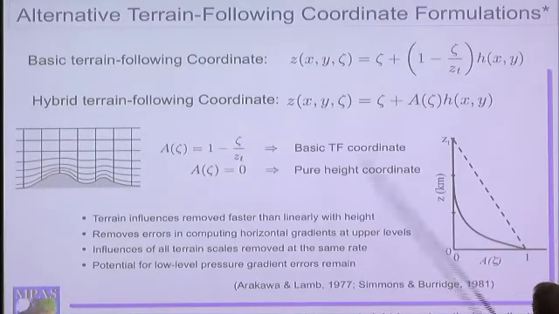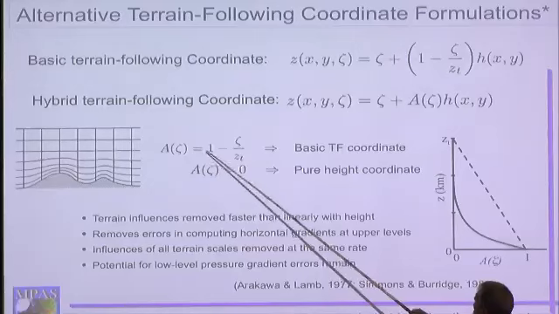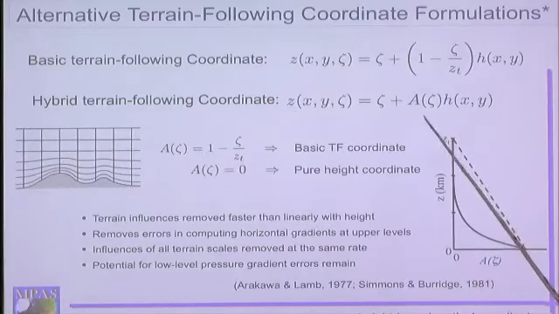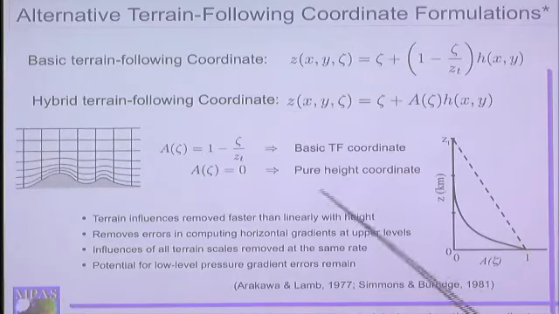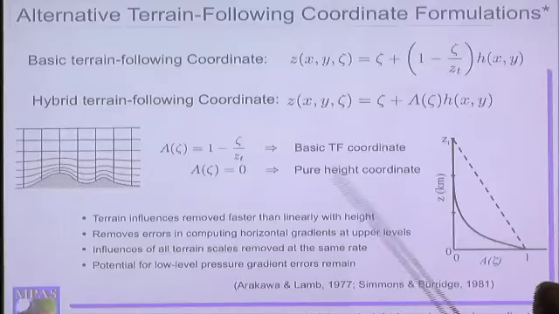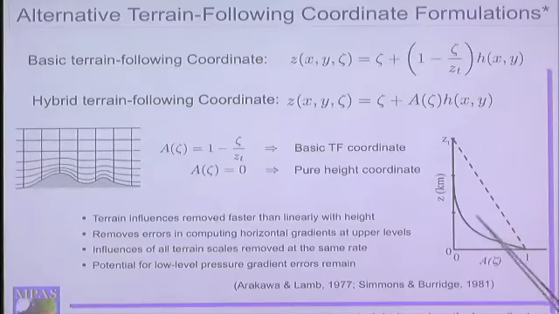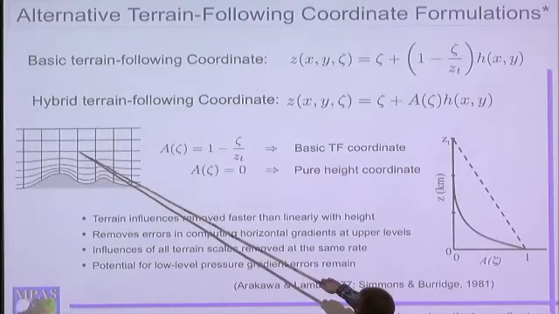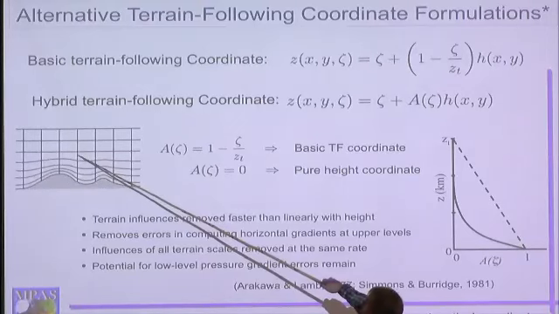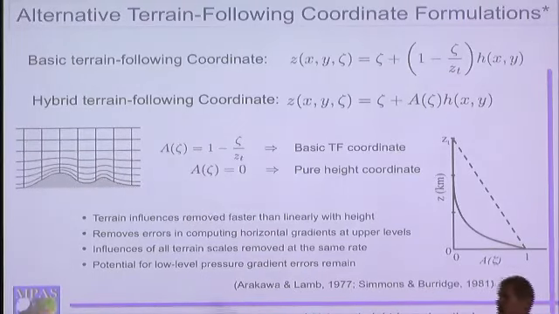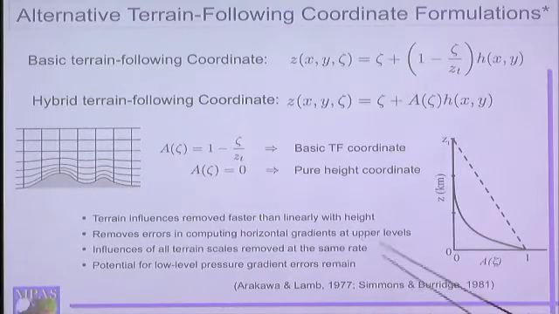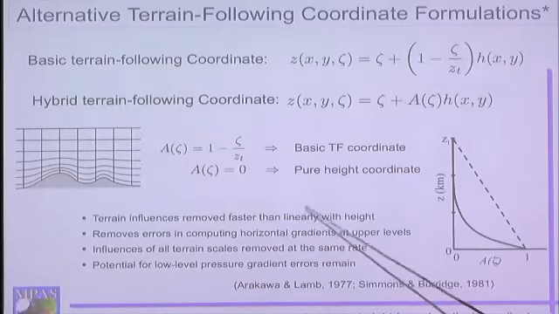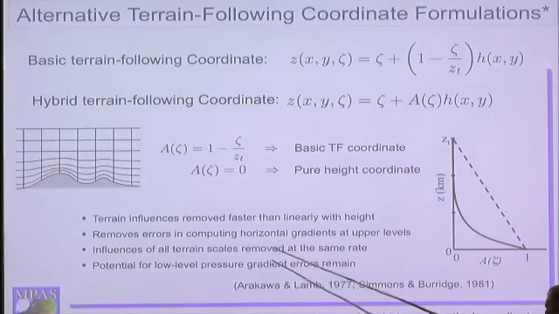And so with the hybrid coordinate, if you let this A be 1 minus zeta over zt, this A looks like this dashed line. If you make A equals 0, you get a pure height coordinate. And then you've got a lot of flexibility to make this drop off more rapidly than linear. And then, as you can see over here, what that means is when you get to a certain height, there is no terrain influence. You're back to constant height. So this is good. It removes terrain influences faster with height.